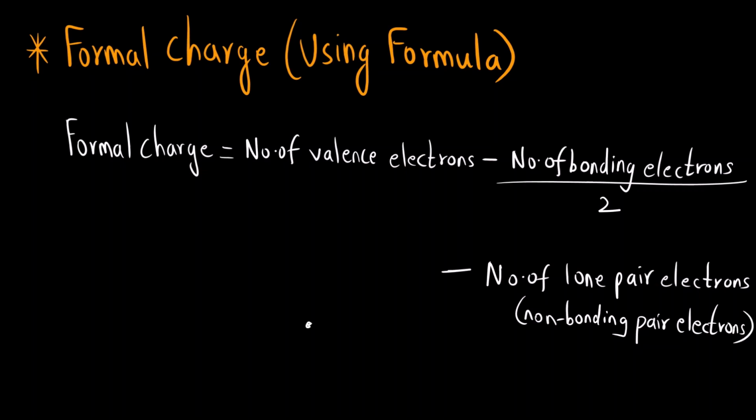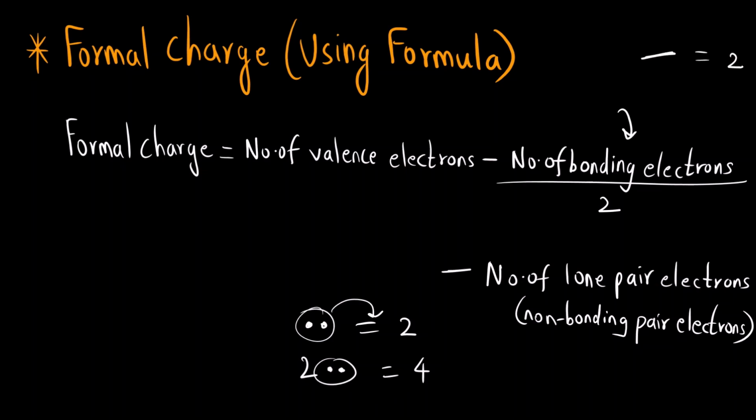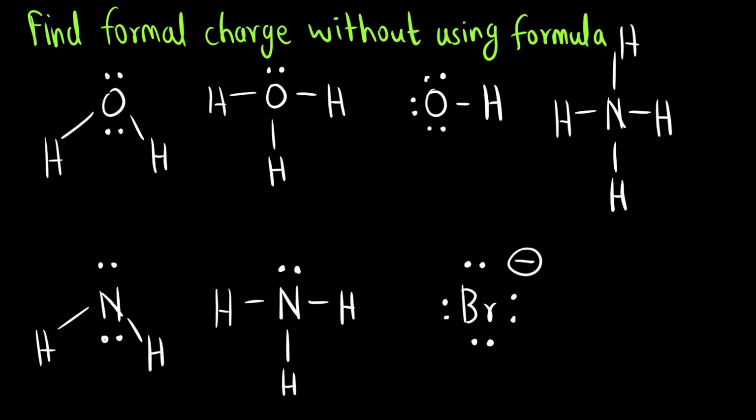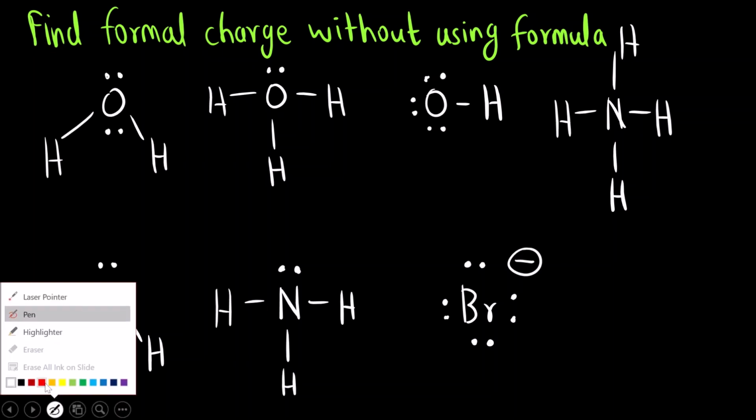Now it is very important: lone pair means, suppose there is one lone pair, then the electrons you will count is 2. You have to count the electrons, not the lone pair. If there is one lone pair, 2 electrons. 2 lone pairs, then 2 into 2, 4 electrons. You have to count the electrons, not the pair. Similarly, if it is forming one bond, then it is equal to 2 electrons. So this is the formula: number of valence electrons minus number of bonding electrons divided by 2 minus number of lone pair electrons or non-bonding pair electrons. Now let us apply this on some examples so that we can understand better.